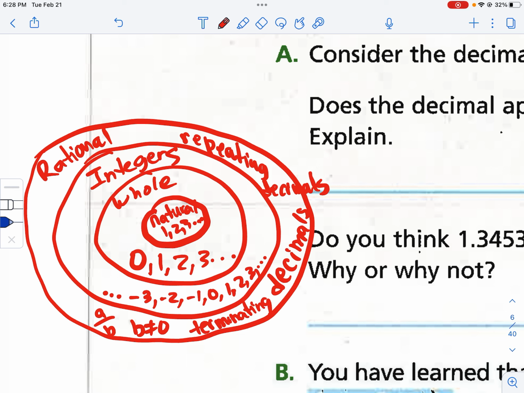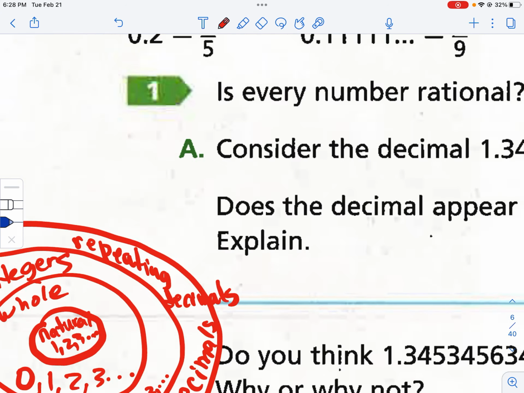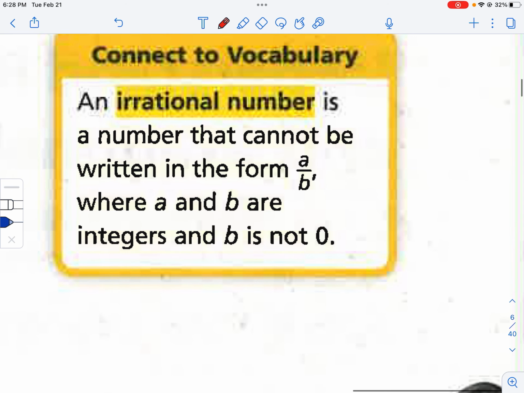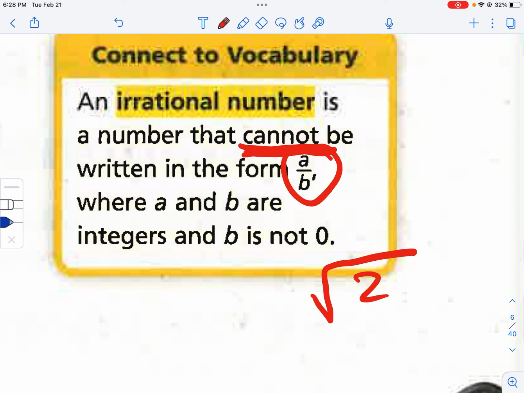It can, guys, that means 4 can be written as 4 over 1. 10 can be written as 10 over 1. It can also be written as 20 over 2. Okay, so then we have over here an irrational number is a number that cannot be written like this. Okay? Square root of 2. Square root of 3. Pi.